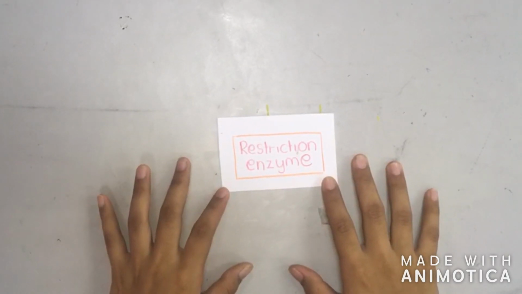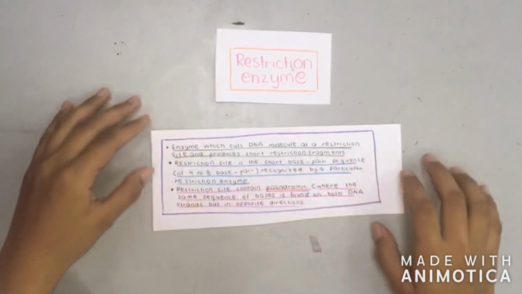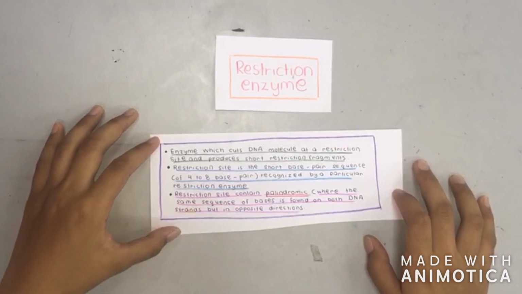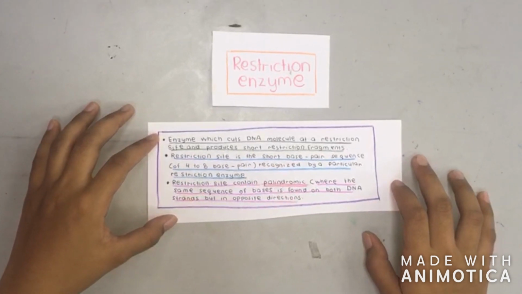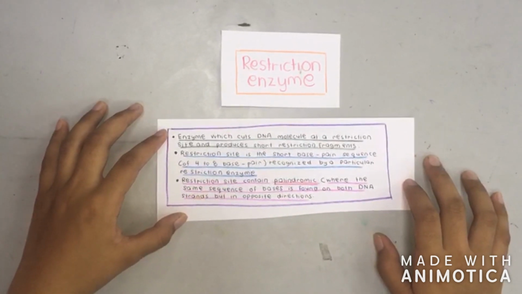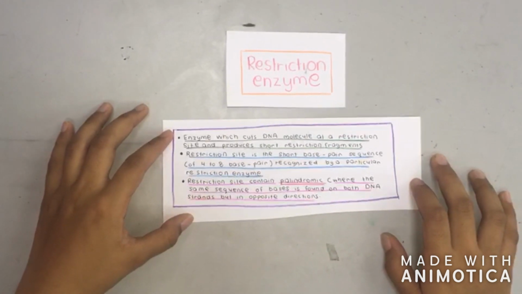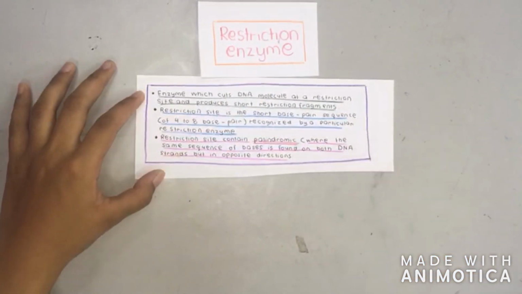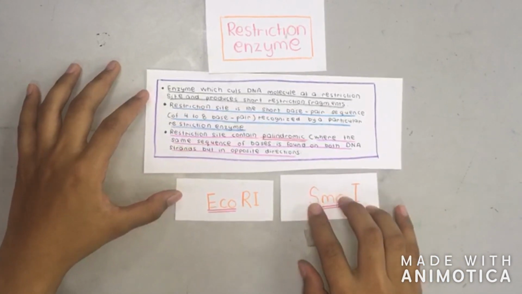The second tool is restriction enzyme. It is an enzyme which cuts a DNA molecule at a restriction site and produces short restriction fragments. A restriction site is a short base pair sequence of 4 to 8 base pairs, recognized by a particular restriction enzyme. Restriction sites contain palindromic sequences, where the same sequence of bases is found on both DNA strands but in opposite direction. So we have EcoR1 and SmaI for example.